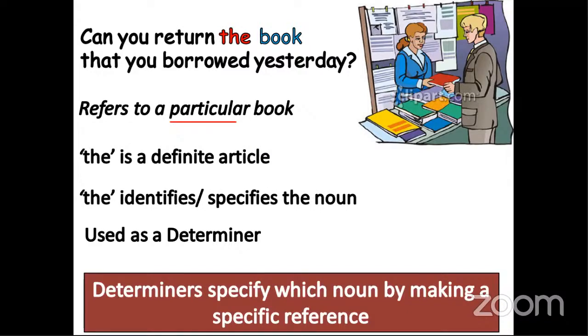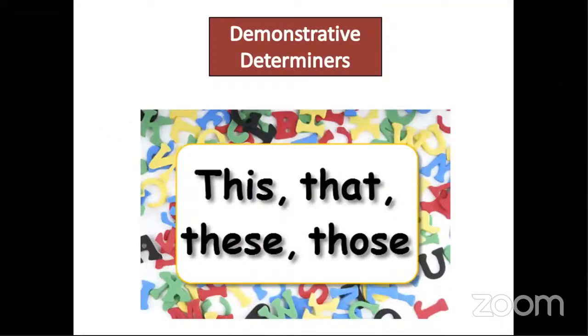So wherever we have a and the, we can say it is a specific determiner. Article determiners are specific determiners. So this was the first type. Now let us look at the demonstrative determiners. So we will have this, that, these and those.